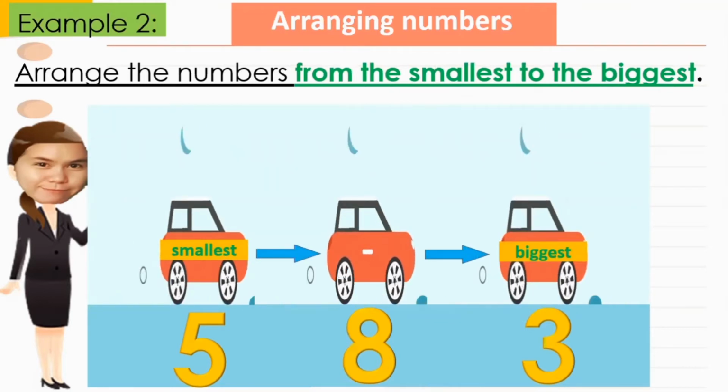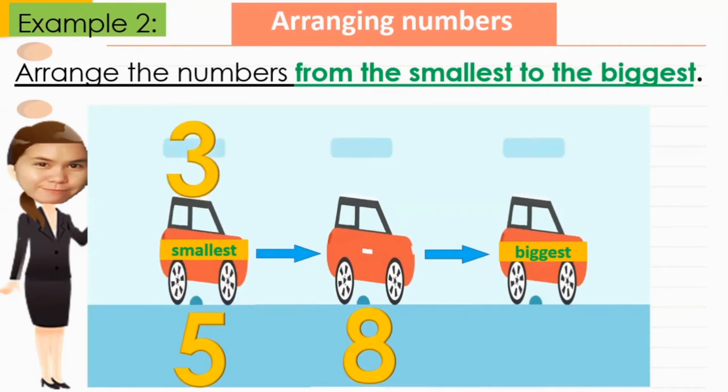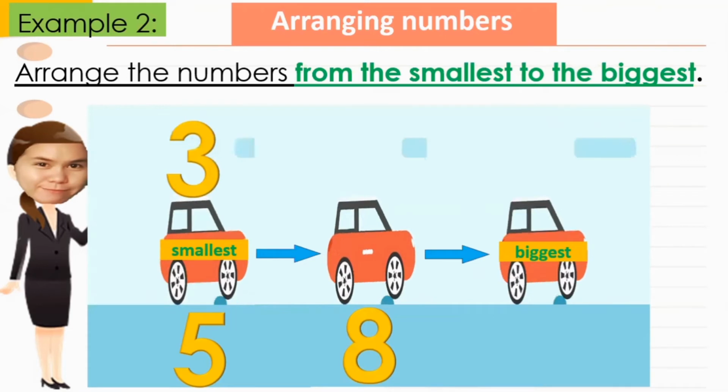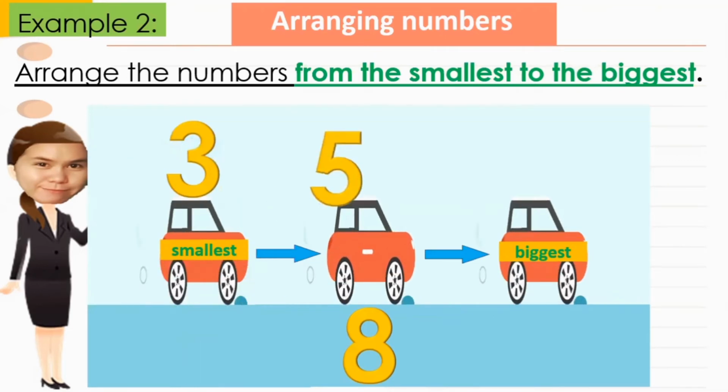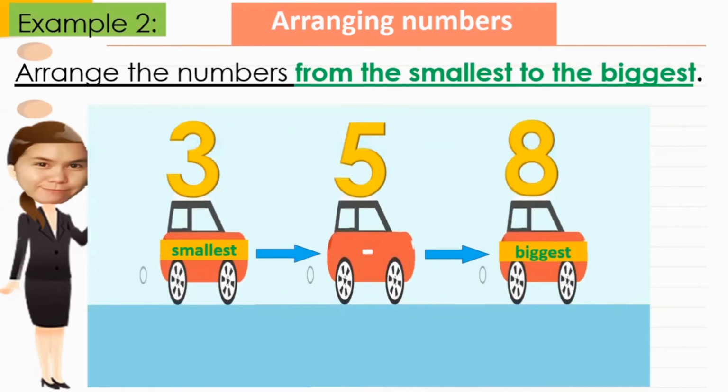As we all know, 3 is smaller than 5, right? Yes. And also 3 is smaller than 8. Yes. Therefore, 3 is the smallest number. Followed by 5 is smaller than 8, right? Yes. So 5 is the next number. And the remaining number, which is number 8, is the biggest number. So this is the example of the numbers from the smallest to the biggest.